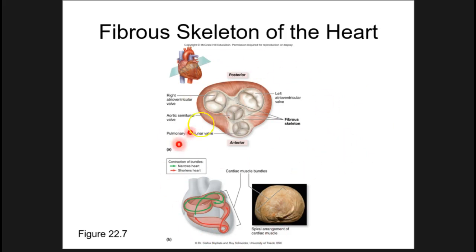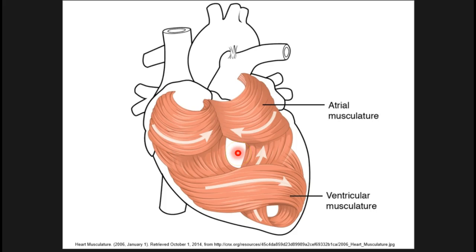So these two pictures, same concept, different concept. Different concept.